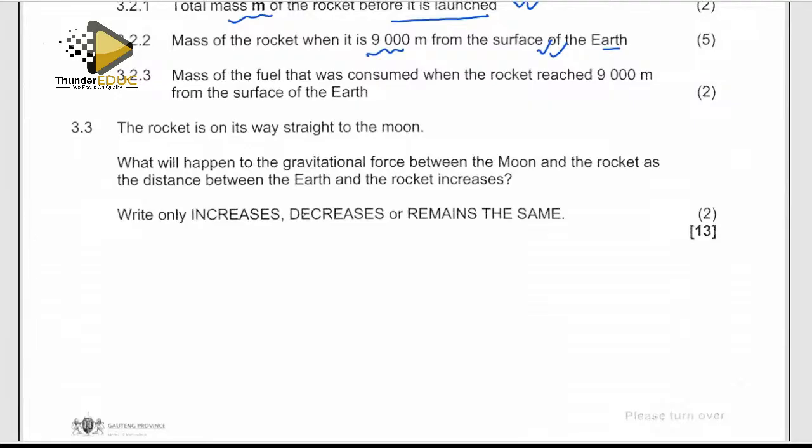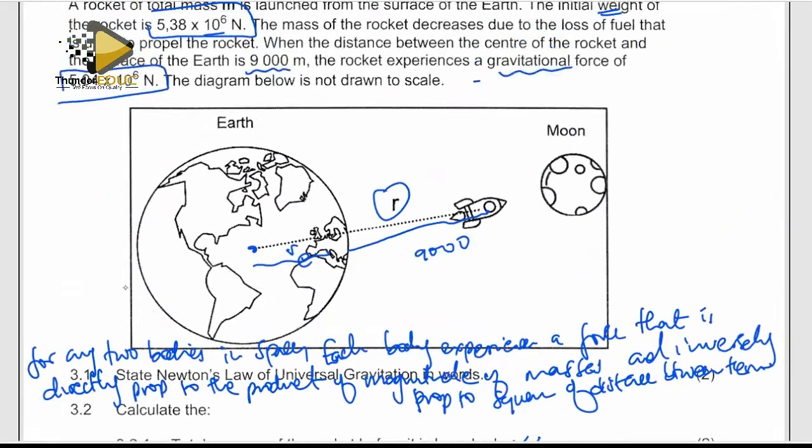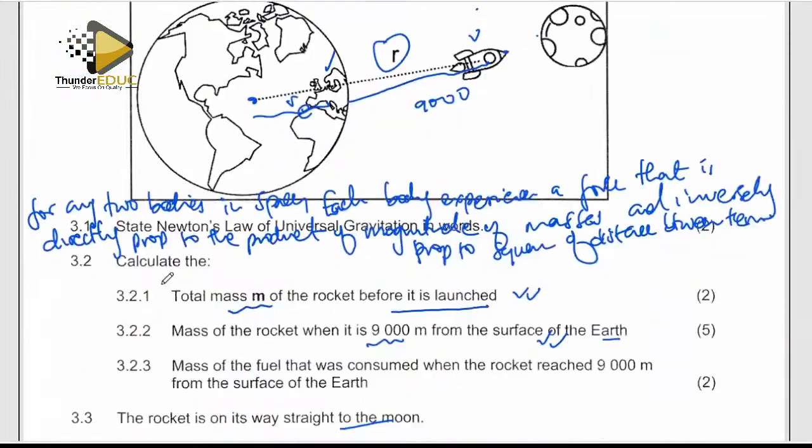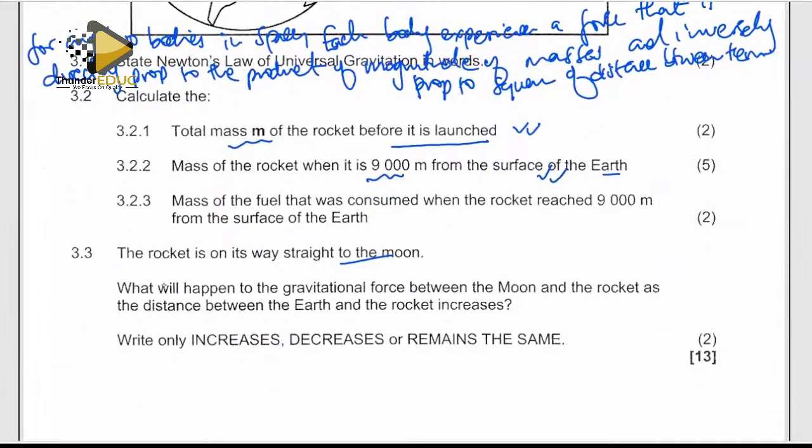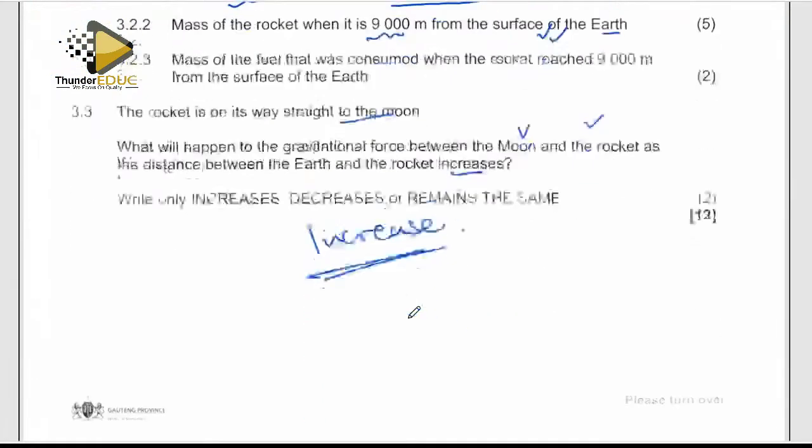3.3, they are telling us that the rocket is on its way straight to the moon, okay? So as the rocket is moving to the moon, it simply means that the distance between the Earth and the rocket is increasing, while the distance between the rocket and the moon becomes smaller, okay? So what will happen to the gravitational force between the moon and the rocket as the distance increases? So the explanation here is going to be as the distance decreases, the force must increase. Okay, increase would be the best option for that part.